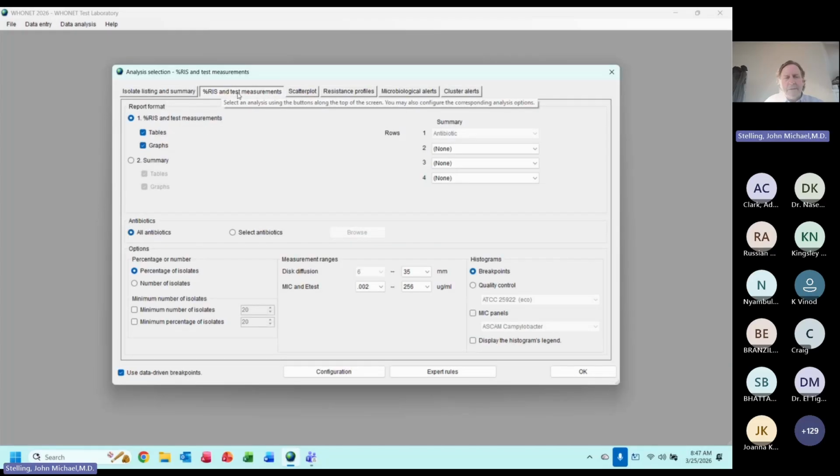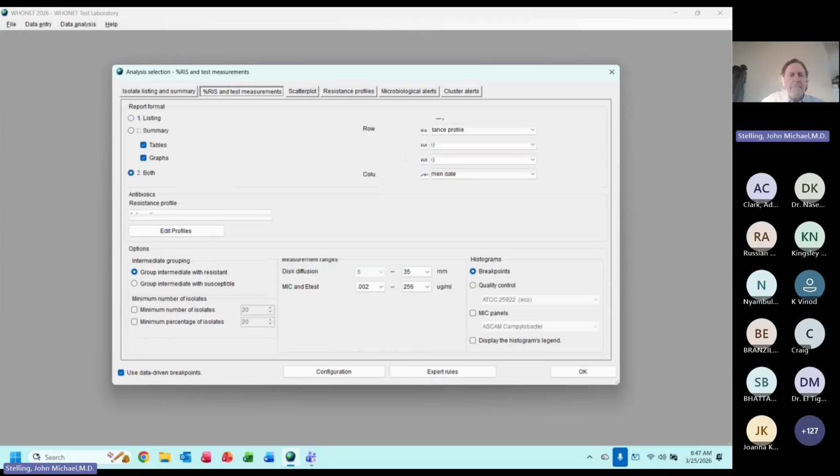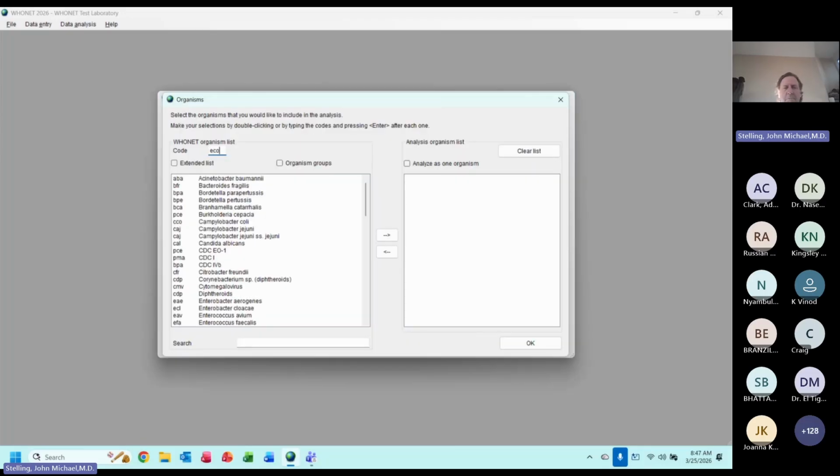Let me just start at the basic place. Let me just do a simple, there's %R detailed. I'll show you the detailed one. And I'm going to click on OK. Oops, I clicked on the wrong thing. Click on OK. The sun's in my eyes, so it's a little bit hard to see my screen. Okay. I'm going to click on organisms, and I'm going to put something simple like E. coli.